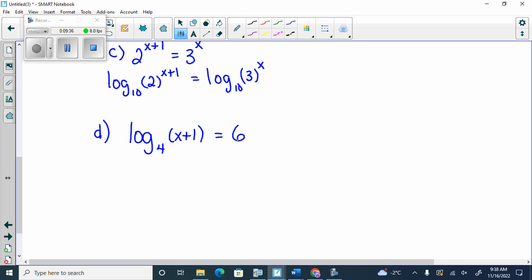When you have a log equal to a number or an exponent equal to a number, you can convert. That's the conversion rule, okay? So if my exponent is equal to a number, I can convert. If my log is equal to a number, I can convert. We agree? Why do we want to convert? Well, there's 2 ways.